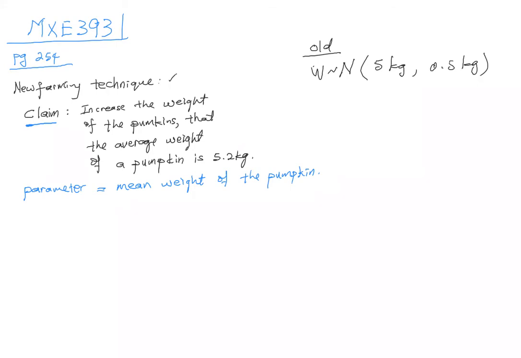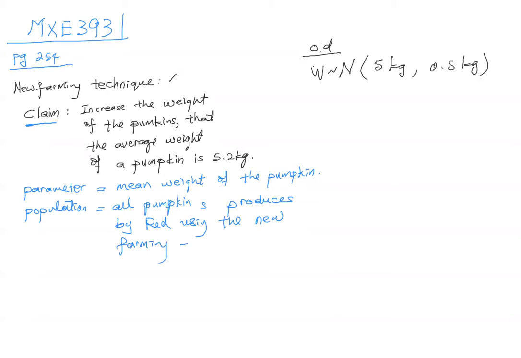What is the population in this case? The number of pumpkins, so all the pumpkins produced by all the pumpkin producers, by Rick, using the new farming technique.